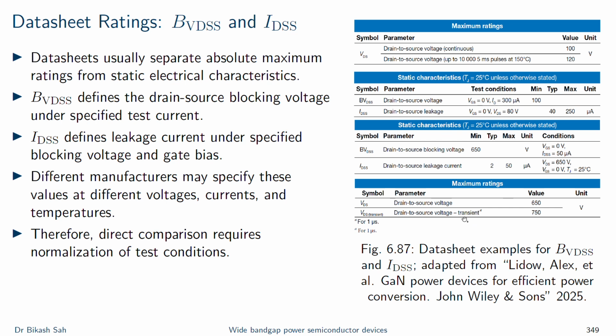So the main point is that datasheet values are not universal constants. One device may specify a breakdown at a current of a few microamps, another at a different current. One may specify leakage at 25 degrees Celsius, another at a higher temperature. Therefore, when comparing GaN devices, do not simply copy one number into a table; compare test conditions, and also check transient capability. Some GaN devices can tolerate a short overvoltage pulse above nominal rating, but it depends on the duration.